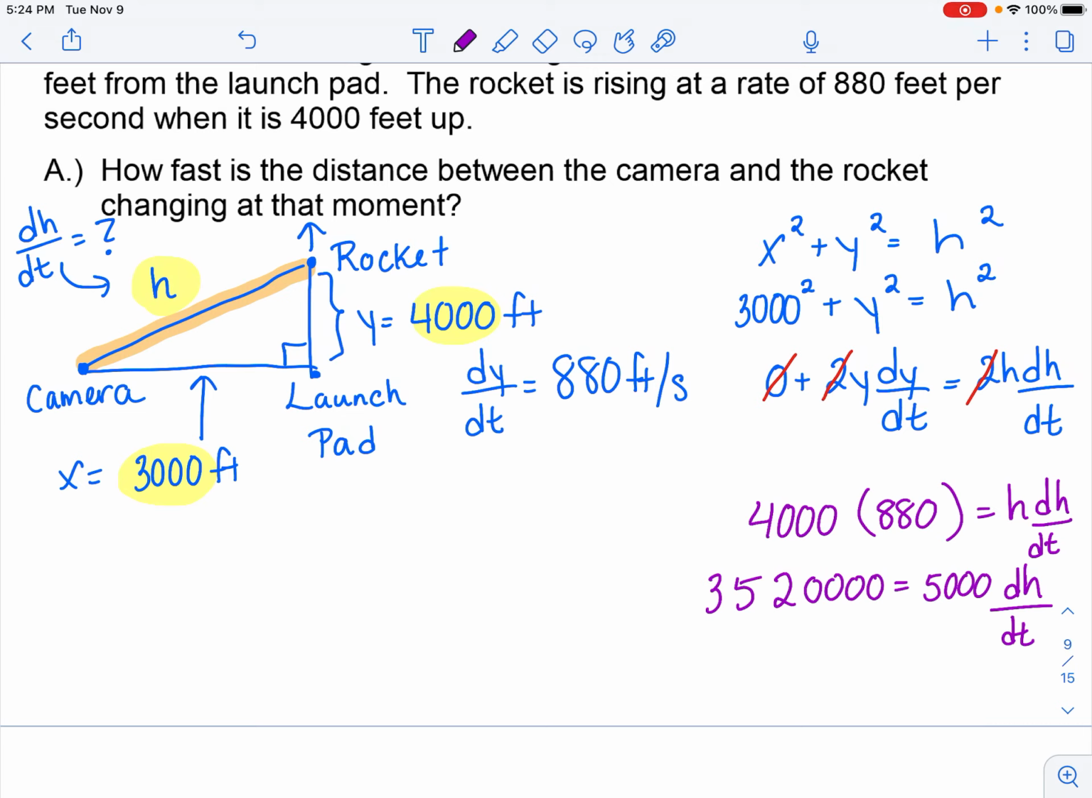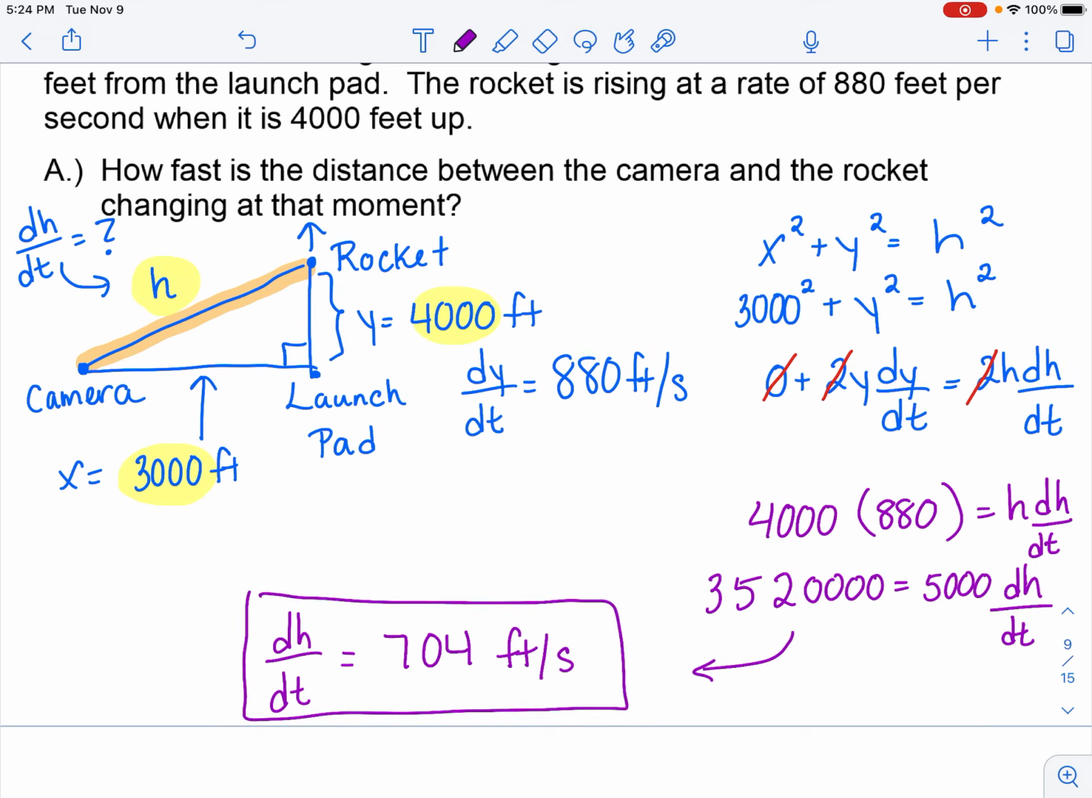All right, divide out that 5,000, and you're going to get a nice, pretty answer of dh/dt is equal to 704. 704, that'll be feet per second. Okay, so that is the final answer. There's no rounding involved on this one, which is a happy little coincidence, but doesn't happen very often.